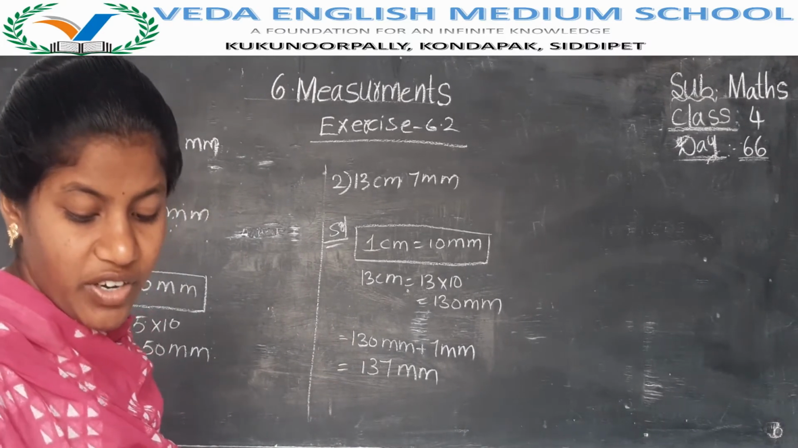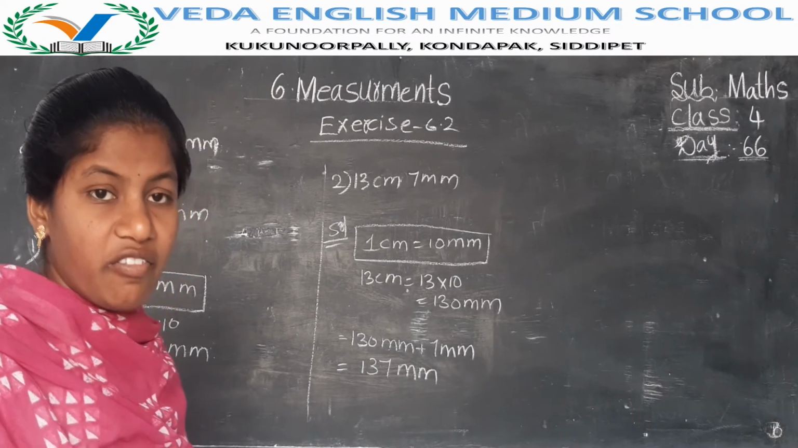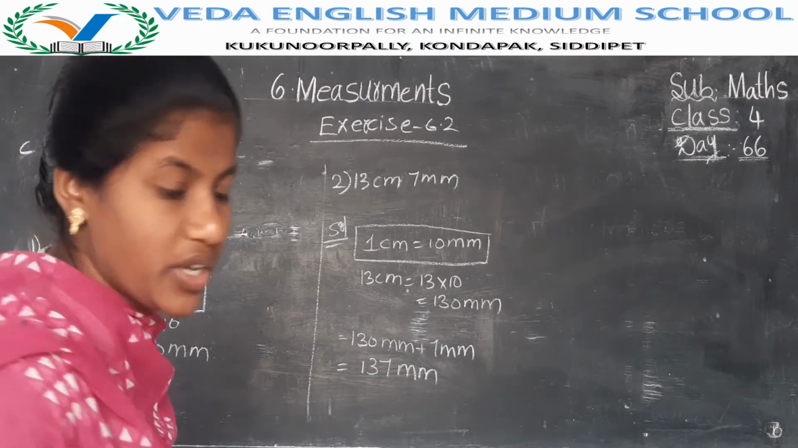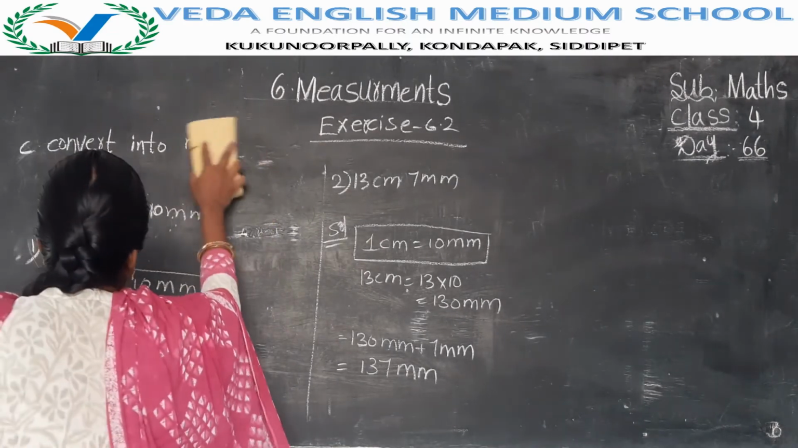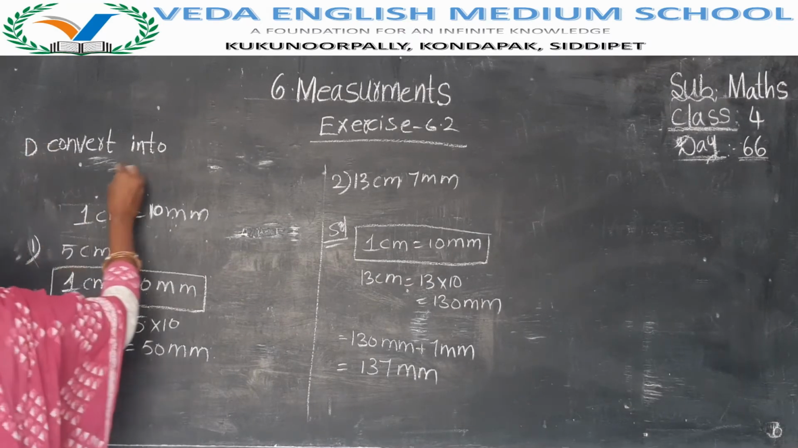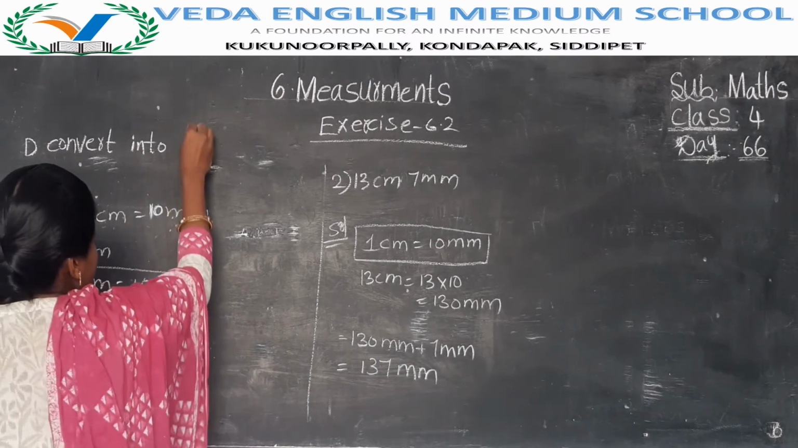Next, convert into liters. 1 kiloliter is equal to 1000 liters. Okay? Based on that we have to convert into liters.